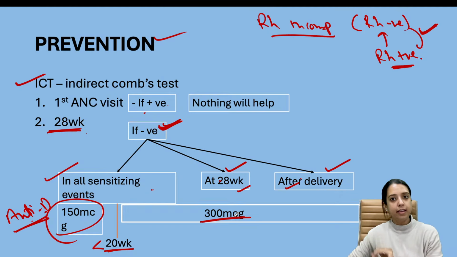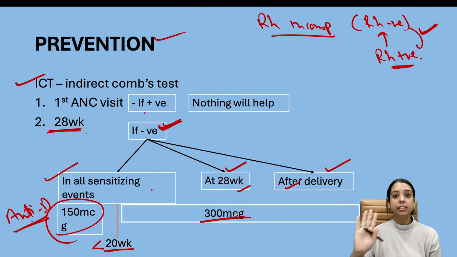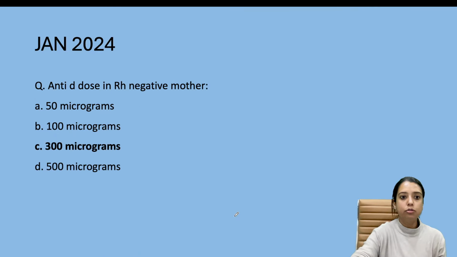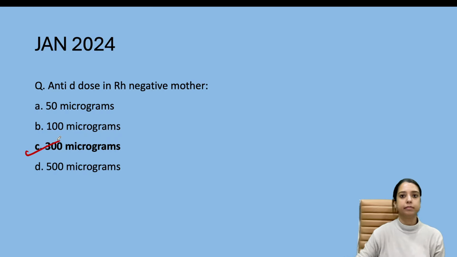If no sensitizing event happened, then also I give it at 28 weeks. Then also I give it after delivery. After delivery is also a sensitizing event. And my dose is 300. This is prevention. Okay? I was not planning to treat. So anti-D dose in an Rh negative mother is 300.